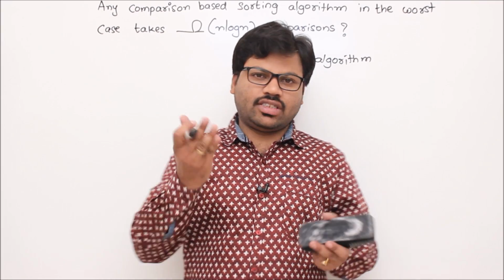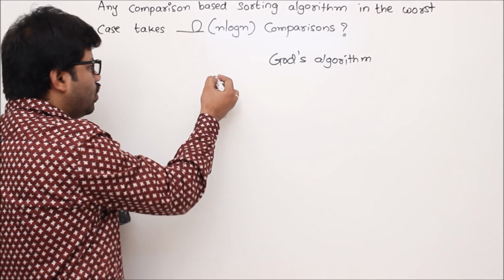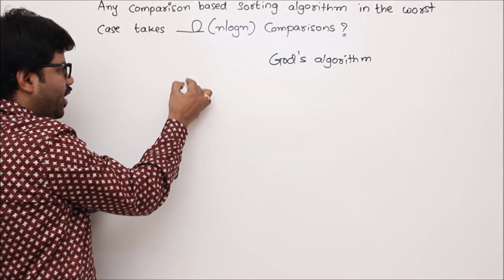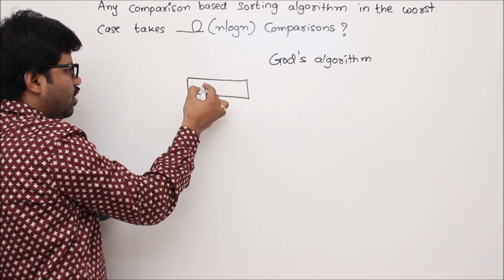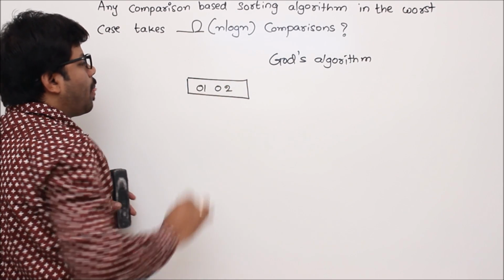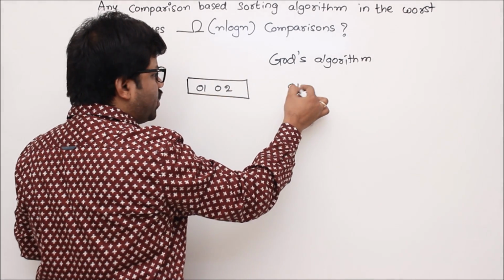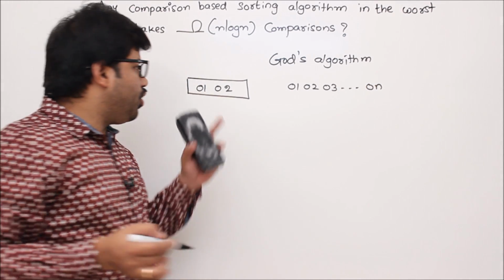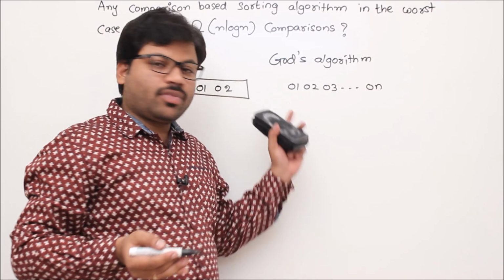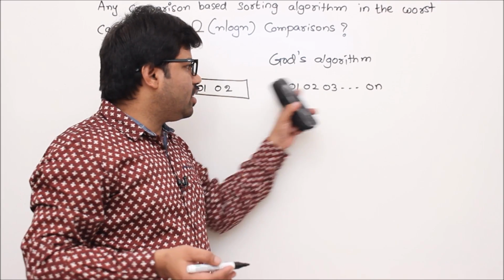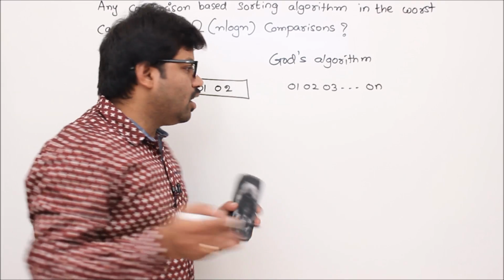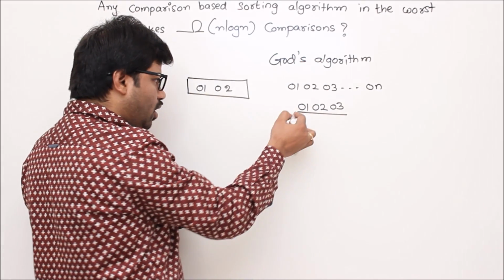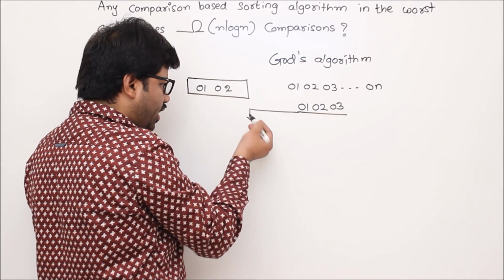Why? We'll see. Let's say God's algorithm also has to take decisions based on comparisons, right? Let's say this God's algorithm first compares two objects, O1, O2. Now I am assuming that I have objects O1, O2, O3, and so on, On. Before going to the algorithm, let's see how many permutations are possible for these n objects. We know that there are n factorial permutations. If you give input O1, O2, O3 to God's algorithm, then that algorithm is going to decide the right order.